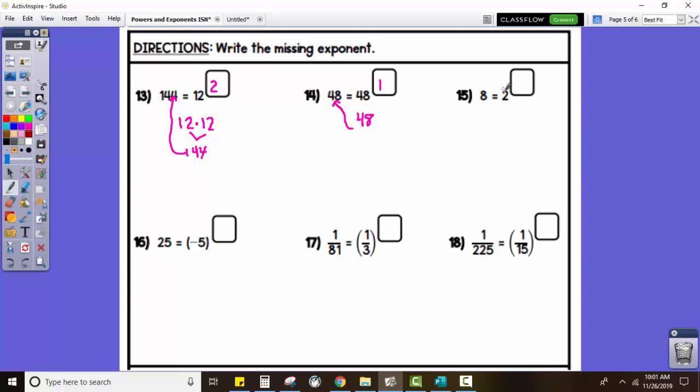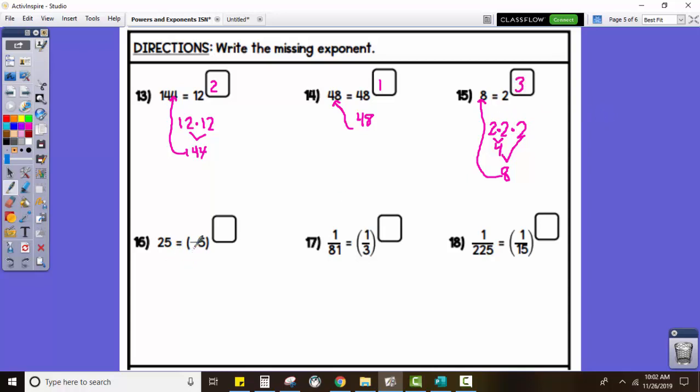Number 15, 2 to the what power equals 8? So if I start multiplying 2's, I know 2 times 2 is 4. Okay, well that's not 8. I need to keep multiplying by 2 until I get to 8. So I multiply 4 times 2, and that gives me 8, which is the value that I had. So I can see I multiplied that 2, 1, 2, 3 times. So my exponent is 3.